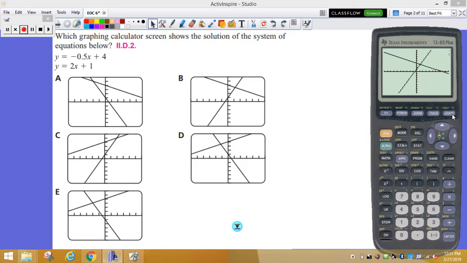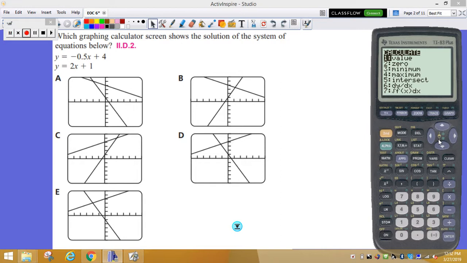All right, that first line, so look at my intersection. It's over here in the first quadrant, so it's not A, it is not D or E, so it's between B and C. Which one's the better answer between B and C? Looks like B matches closer than C does, so for this one you would put B. Again, I want to walk you through the steps of finding the answer if you wanted to find it. You would push second, trace. Go down to intersection, hit enter, and then hit enter 3 more times. 1, 2, 3. And your intersection, the answer would be 1.2 and 3.4.